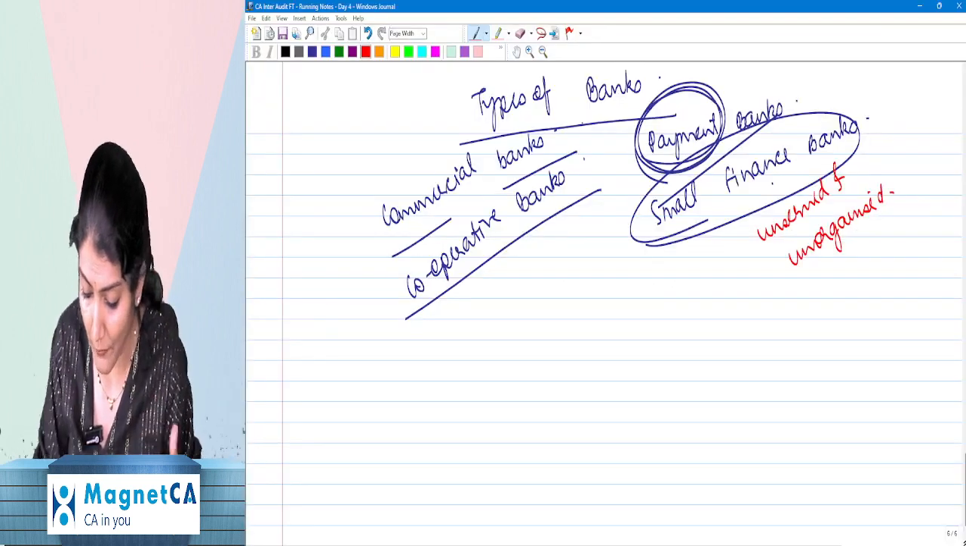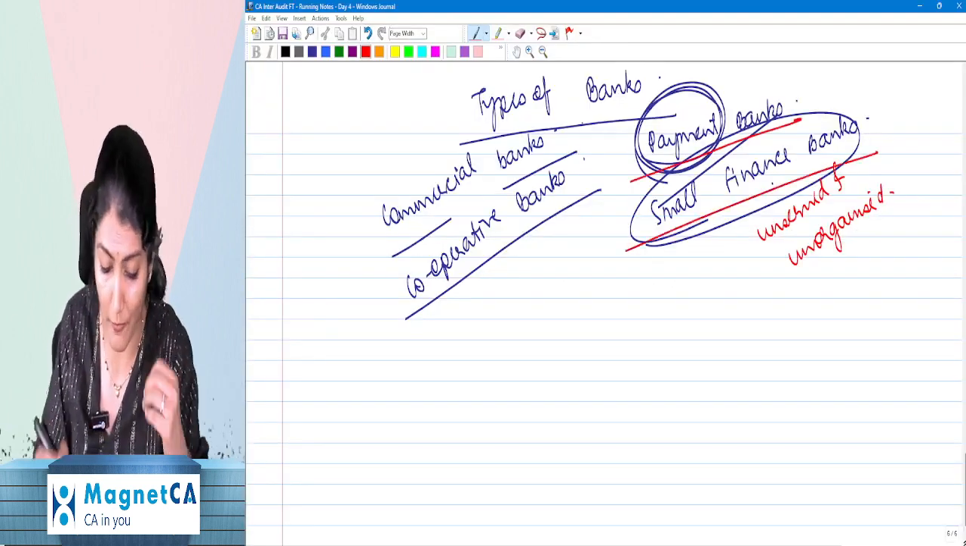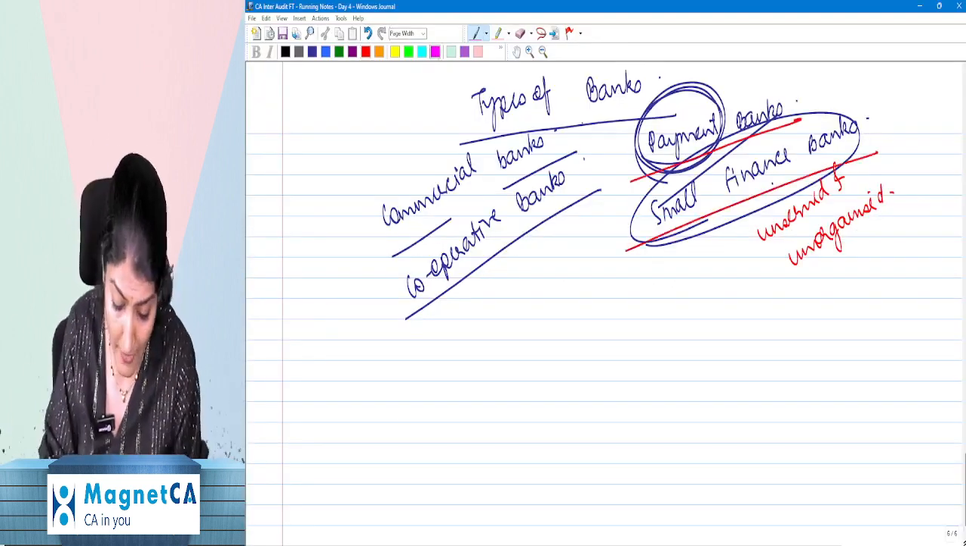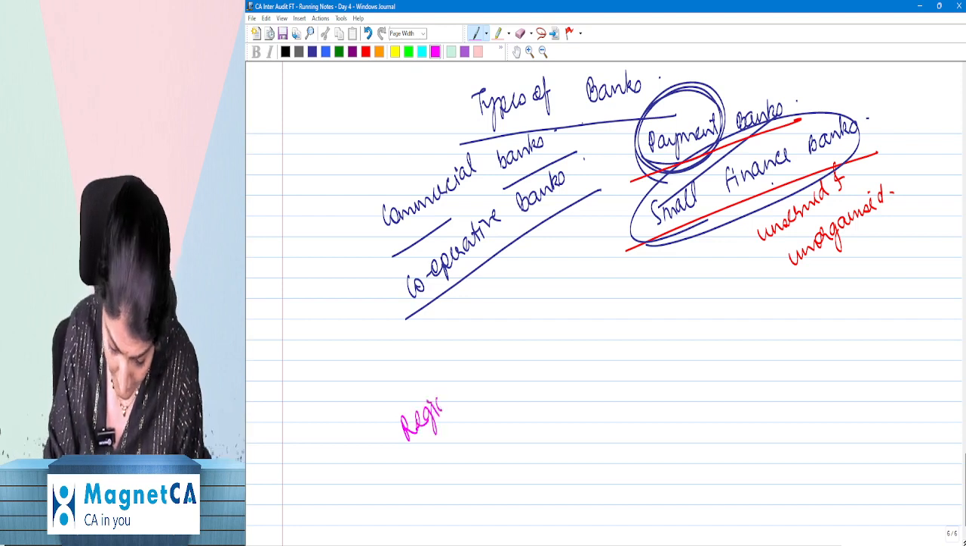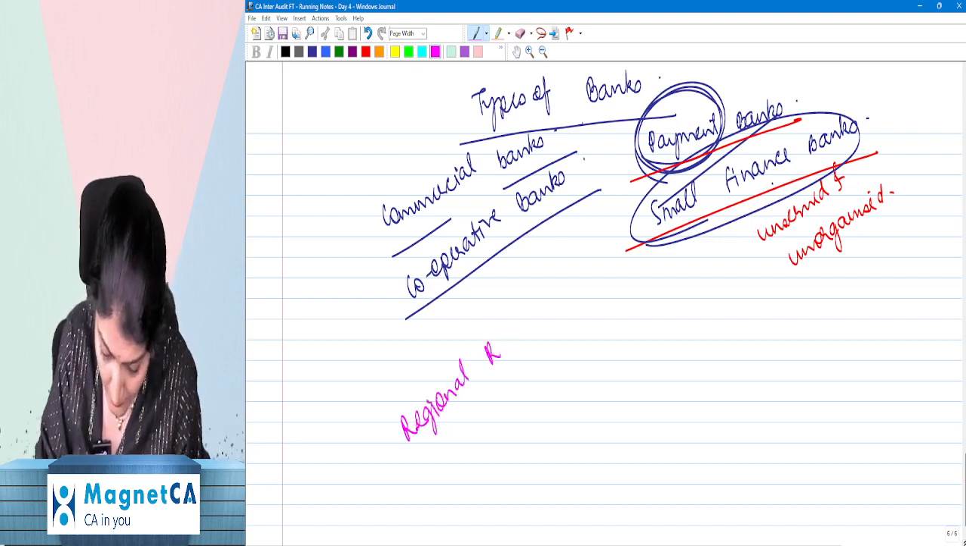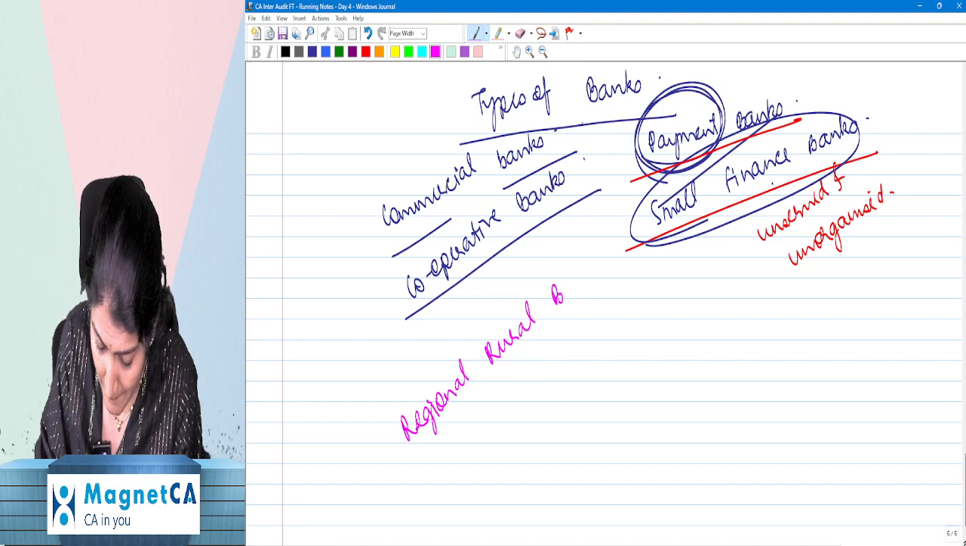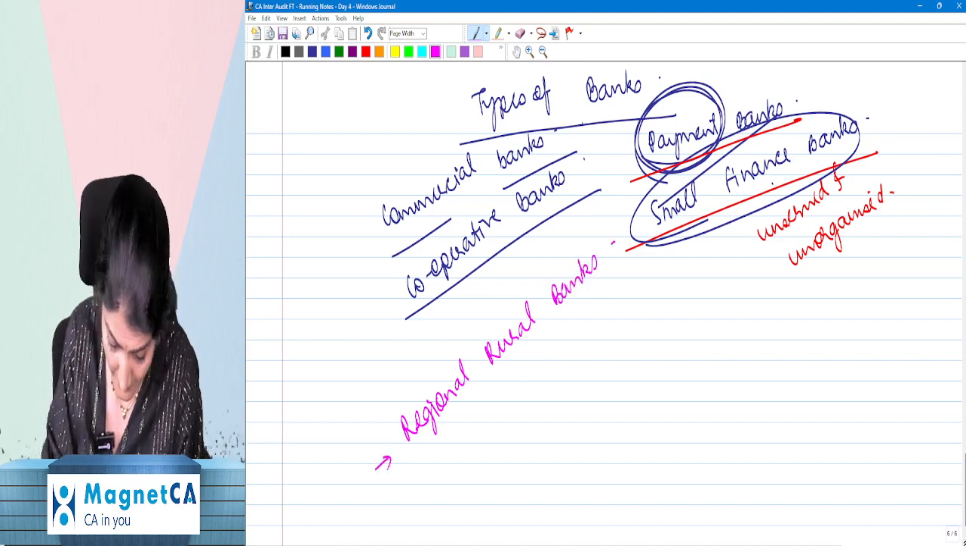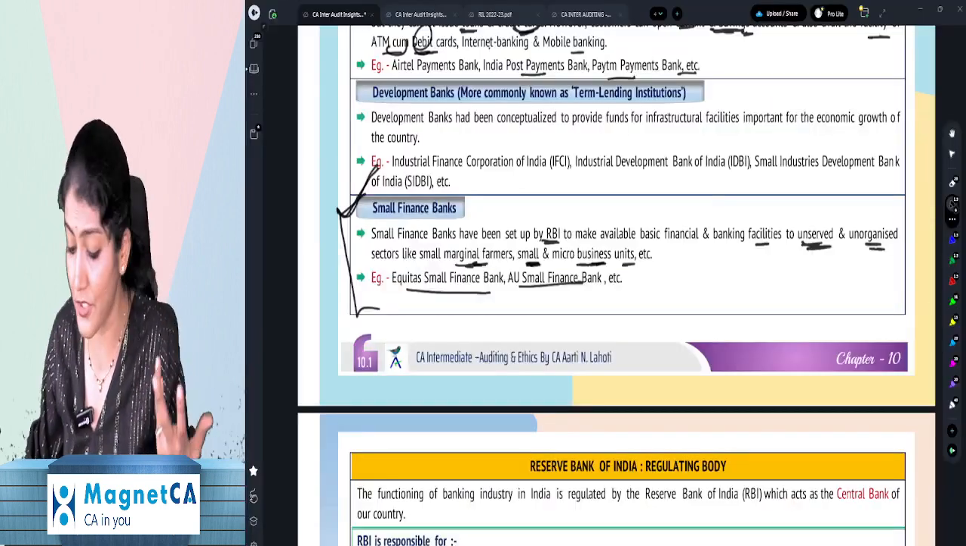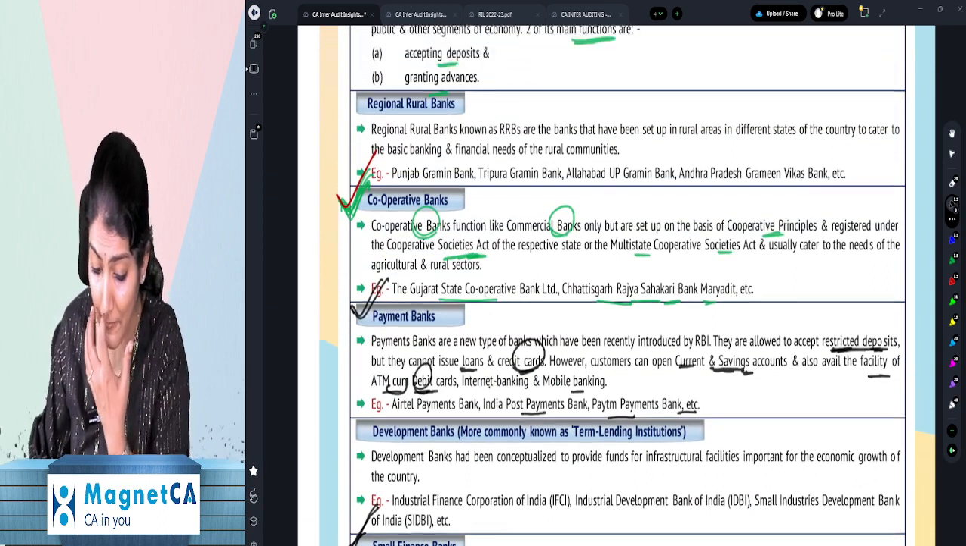Right, so what you have over there is the payment bank and the small finance bank. And then apart from that, you have the RRB, the regional rural bank, right? Again, to provide banking services in the rural areas. That is why you have the regional rural bank. So again, mainly for the farmers.